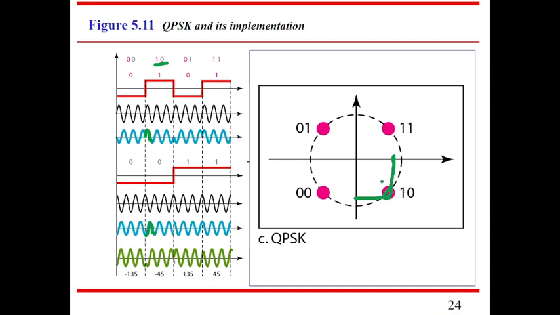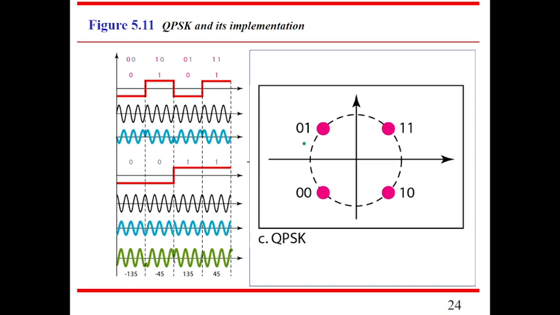So the amplitude will be this one, and the angle, if we calculate in clockwise, is 45 degrees, and as we are calculating it in clockwise, it will be minus 45 degrees. If we calculate an angle in clockwise, it is negative, and if we calculate the angle in anti-clockwise, it is positive.